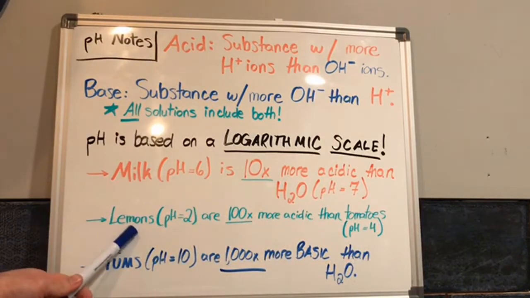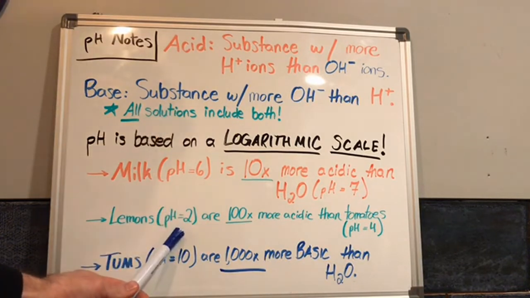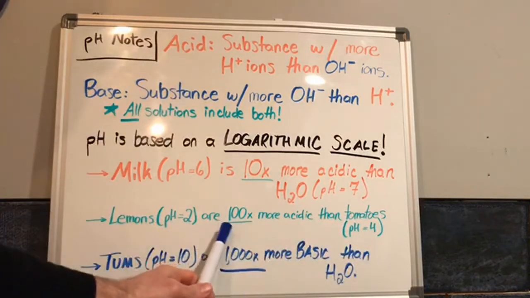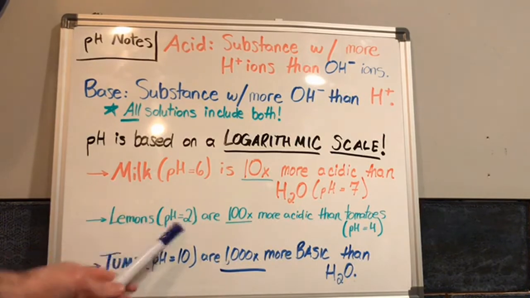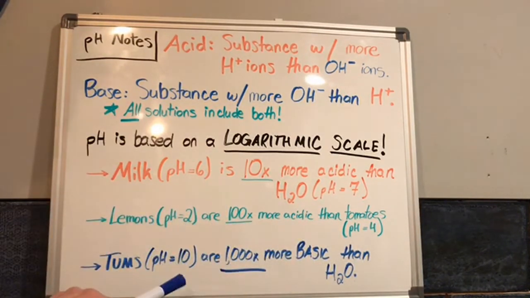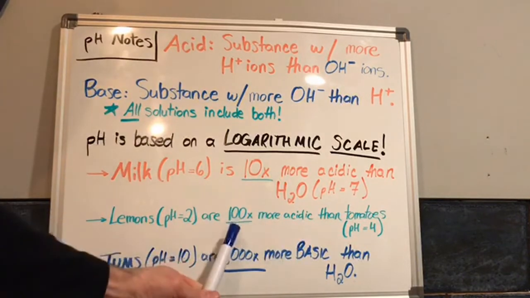If you look at lemons and tomatoes, lemons have a pH of 2 and tomatoes have a pH of 4. That's 2 pH values, so that's 10 times 10, so 100 times. That's why, with lemons and tomatoes, the pH doesn't look too crazy. A 2 unit difference isn't a lot, like $1 or $2 versus $4, but 100 times is crazy, okay?